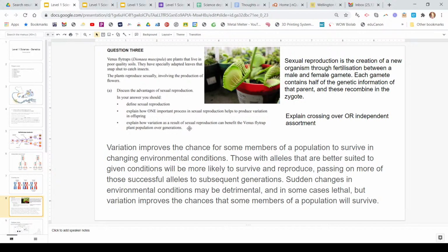All right, so I'm not worrying about the specific context of the Venus flytraps here. I'm just really tackling each bullet point as I go through. And that's a good strategy. You want to be ticking off each bullet point to make sure that you have answered every part of the question you've been given. So, sexual reproduction is the creation of a new organism through fertilization between a male and female gamete. So dropping in those keywords there that demonstrate our understanding: fertilization, gamete, new organism. Each gamete contains half of the genetic information of that parent. And these recombine in the zygote to give the full genetic number.